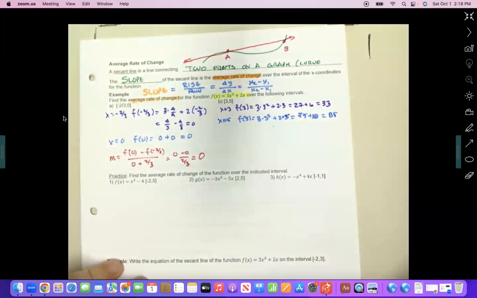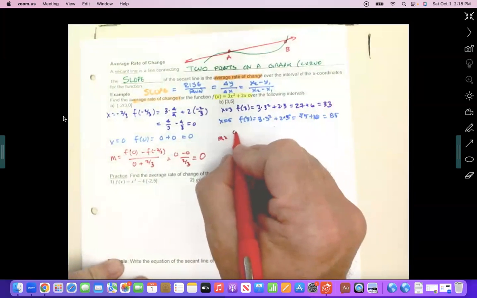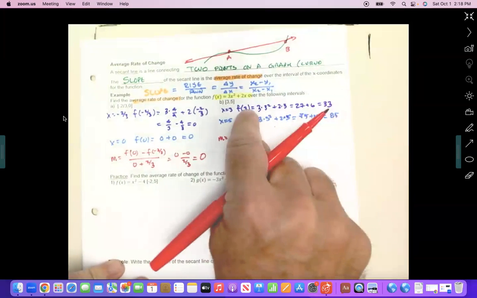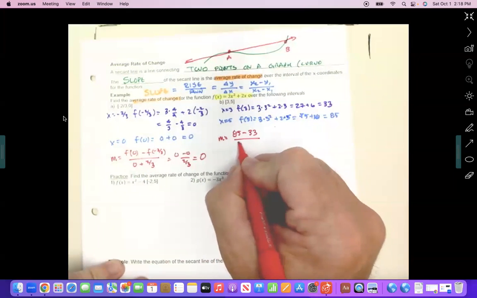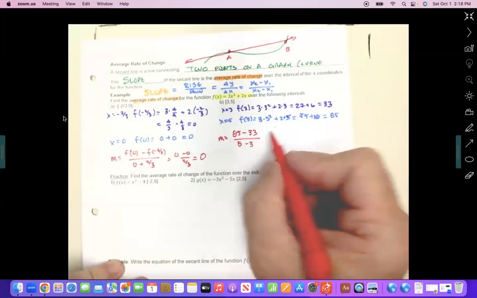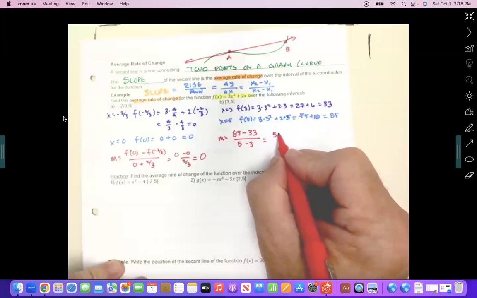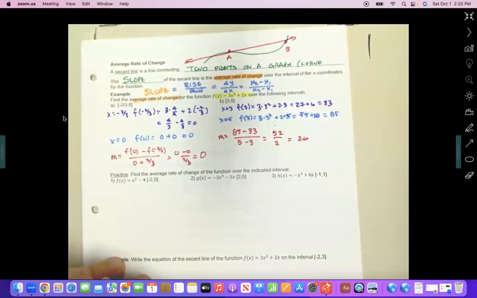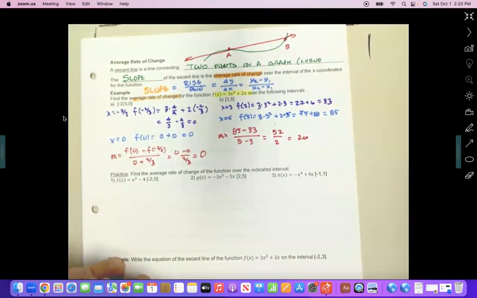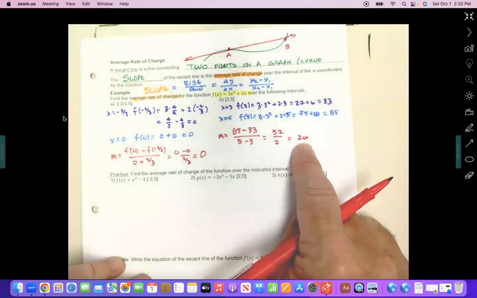So now when we calculate our slope, f of 5 is 85. f of 3 is 33. And of course, this will be 5 minus 3, so 52 divided by 2, which is 26. The average rate of change over this interval is 26 units.